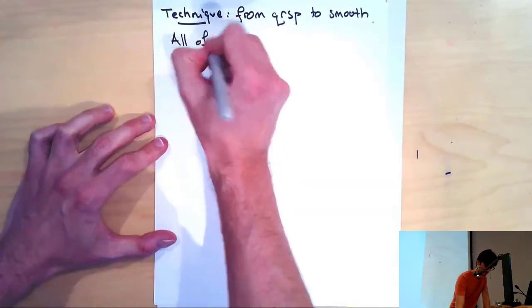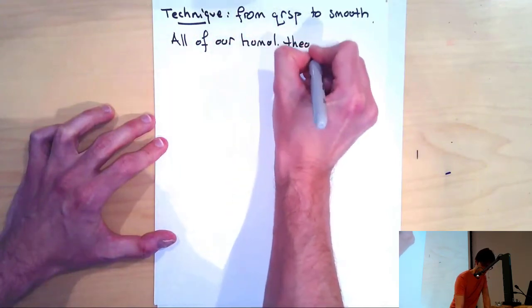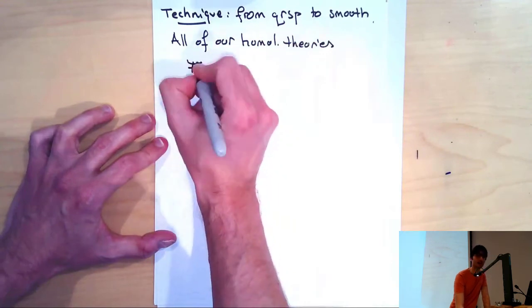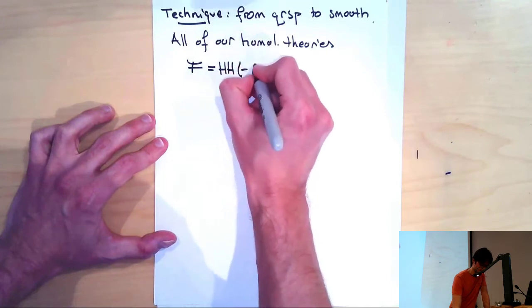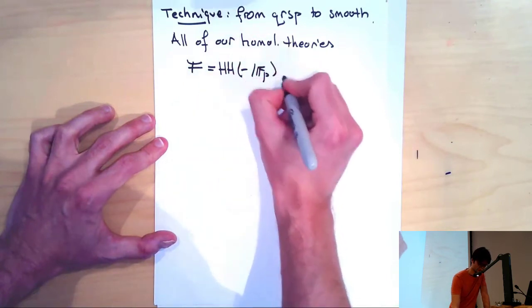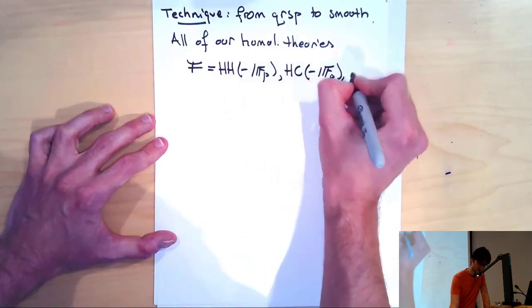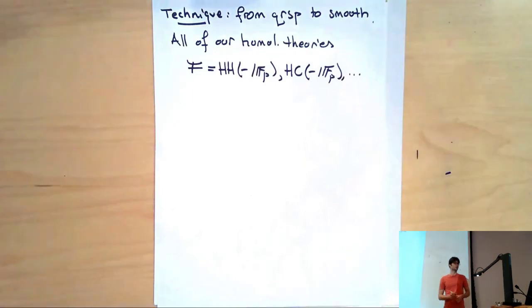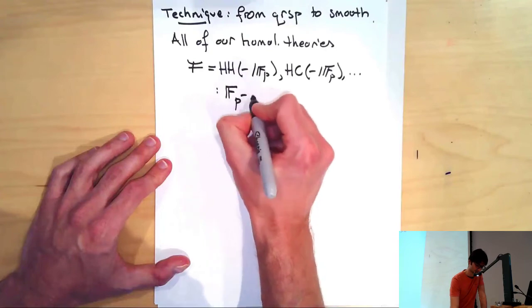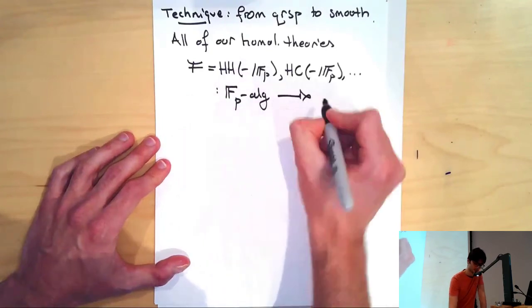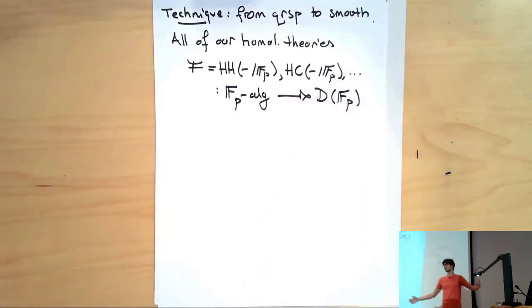So the point is that all of our homology theories, let's call a general such thing F. So I'm imagining Hochschild homology of some algebra over F_p, or cyclic homology of some algebra over F_p, or the negative cyclic homology, or the periodic cyclic homology. And so I think of these as some process which takes in an F_p algebra and spits out some complex of F_p vector spaces.